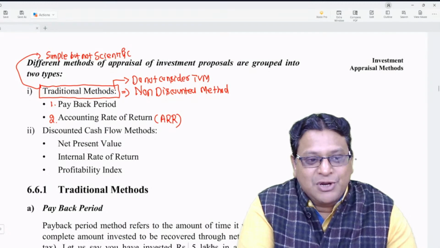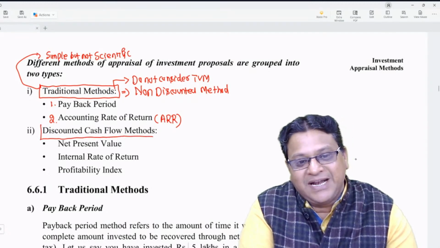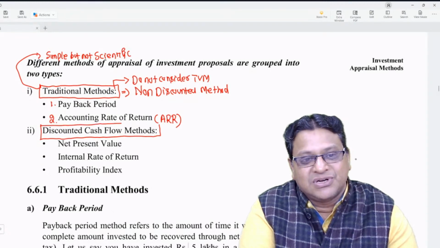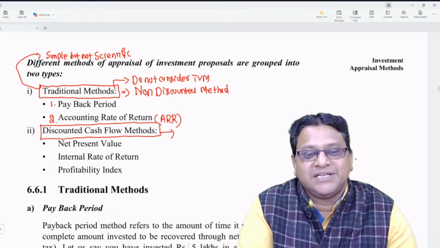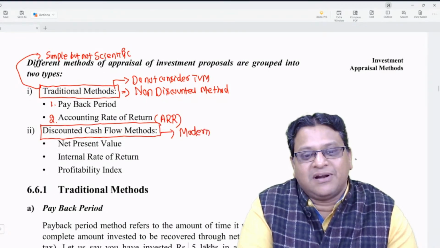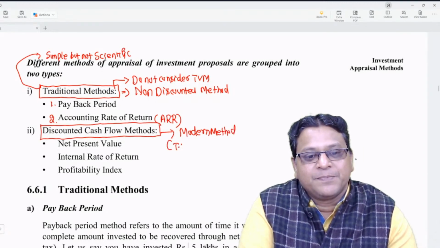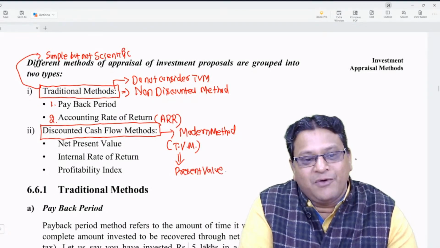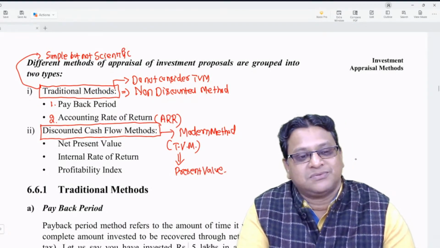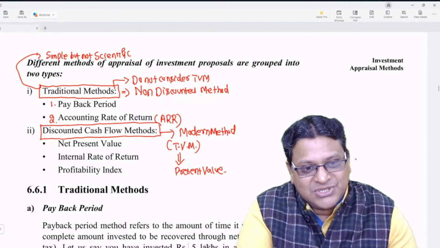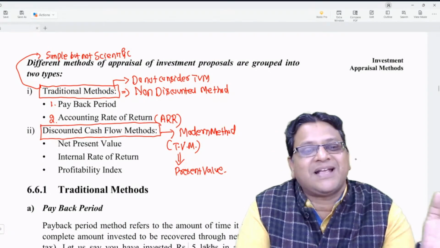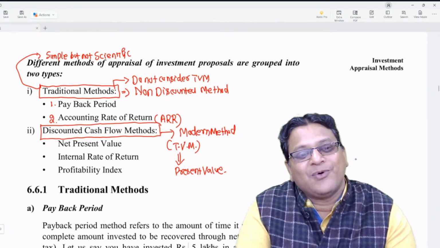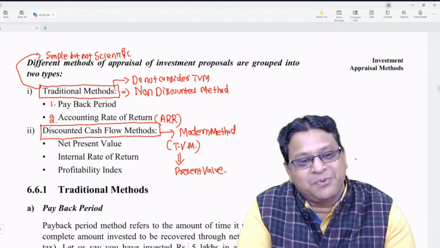Next, we will discuss some modern methods or discounted cash flow methods. These methods consider time value of money. These are modern methods and they consider time value of money, TVM. These are based upon present value concept. These methods consider present value of inflows and present value of outflows. So traditional methods compare only cash inflow and cash outflow, but modern methods compare present value of inflow and present value of outflow.